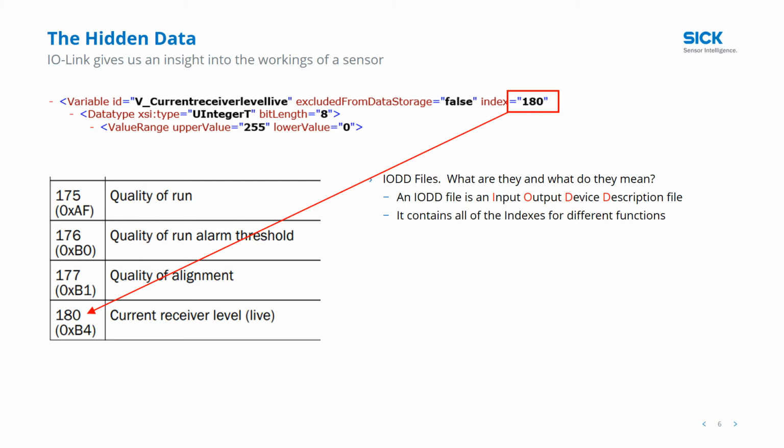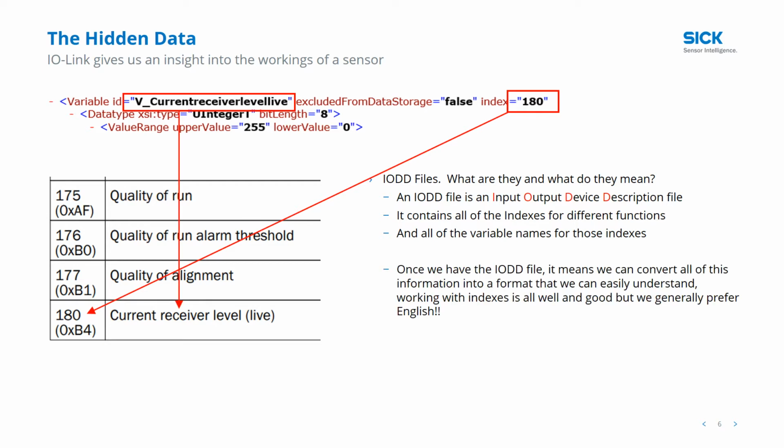It also means that we don't have to start working with numerical indexes, although we can. It's always a lot more straightforward to work with defined variables that are basically written in a language that we understand much more easily, such as English.